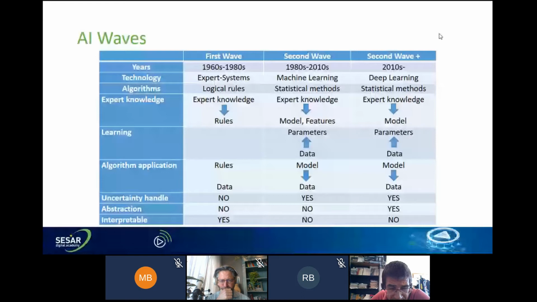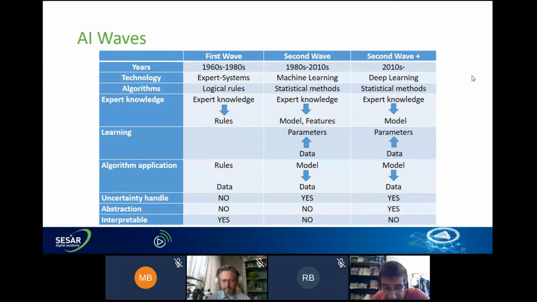The second wave, as I mentioned, from the 80s, could be the paradigm of machine learning, mainly or starting with methods derived from statistical strategies. The expert knowledge here is not directly encoded, but is used to propose models and features. Features are the variables to derive the models, to reason on these variables. The learning is basically taking the available data, available experience, and deriving the optimal parameters to build these models to enough accuracy. And then the application will be taking this tuned model with the parameters to the new problems.